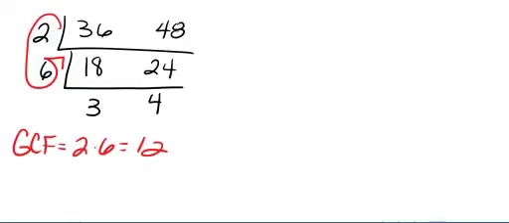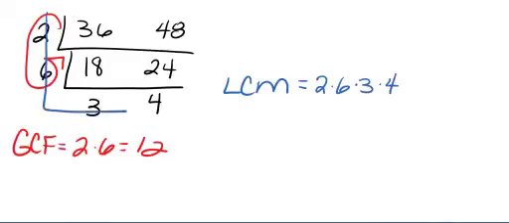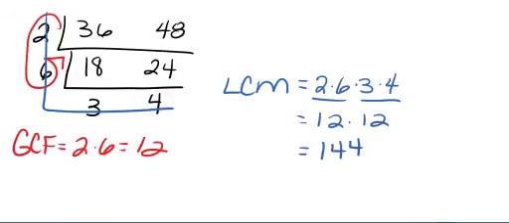And then I might need a little bit more room, so I'm going to come over here to find my least common multiple, and that will be 2 times 6 times 3 times 4 because of my L. And 2 times 6 is 12, 3 times 4 is 12, 12 times 12 is 144. So as you can see, sometimes you encounter larger numbers. We're going to do one more example with some even bigger numbers.